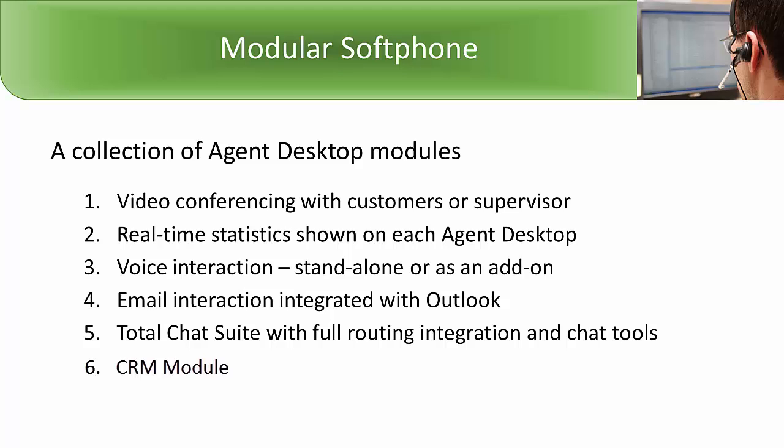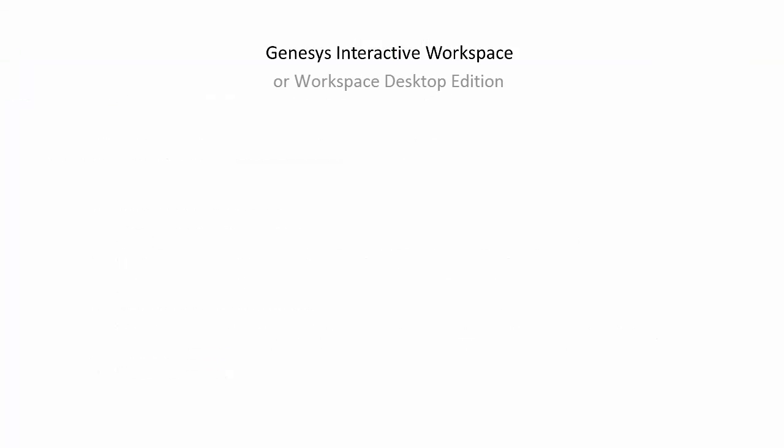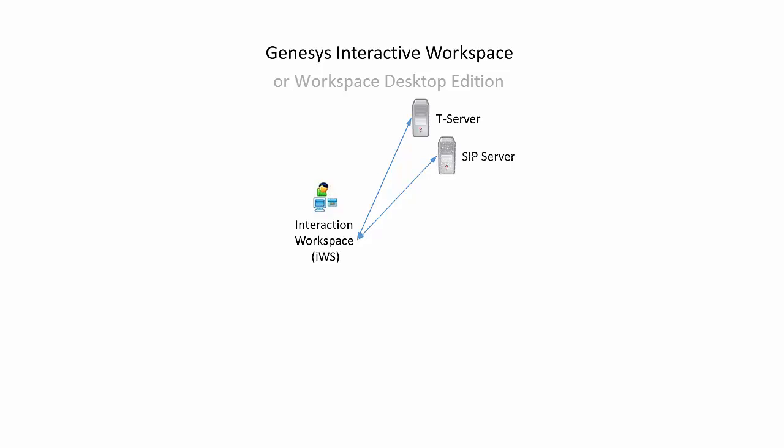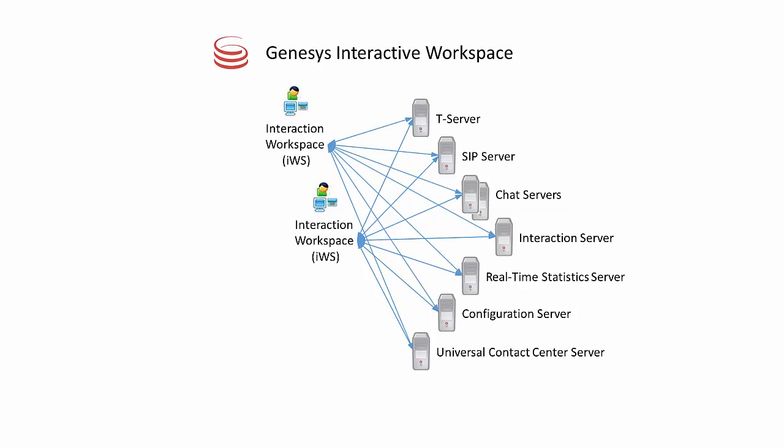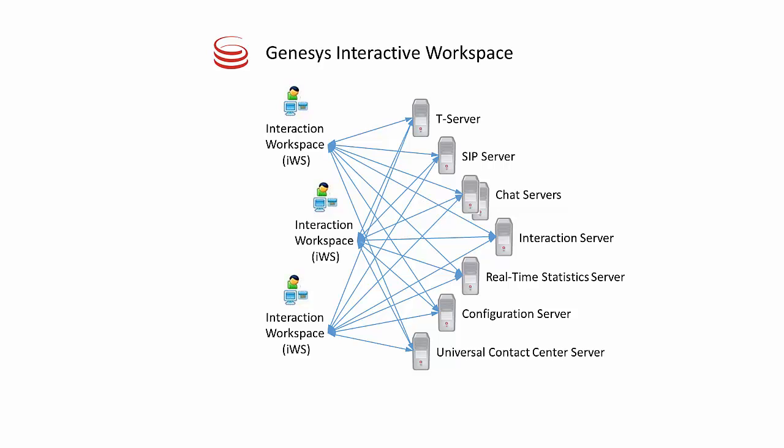Let's briefly review the architecture by first looking at a typical Genesis interactive workspace configuration. An agent desktop must establish a separate socket connection to 7 Genesis servers. As we add agent workstations, each of them must establish an individual socket connection to the servers. So scaling becomes quite complex.